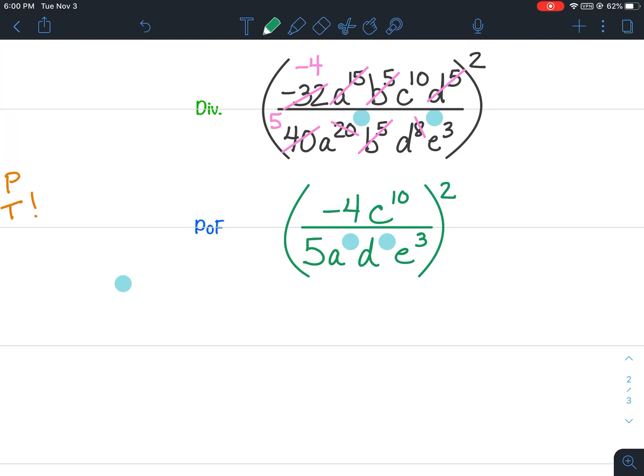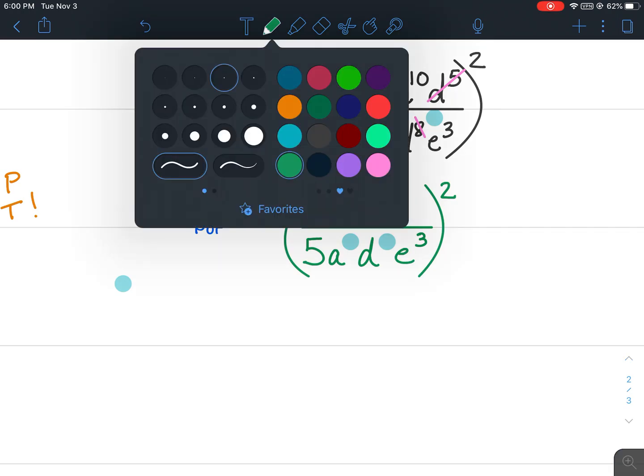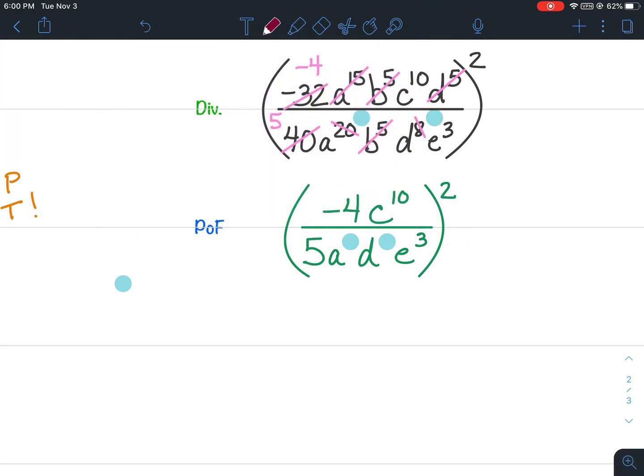Now that I've simplified everything I can inside the parentheses, it is time to do power of a fraction. So I need to take negative 4 to the 2nd power and 5 to the 2nd power. Write those off to the side. So negative 4 to the 2nd power and 5 to the 2nd power.